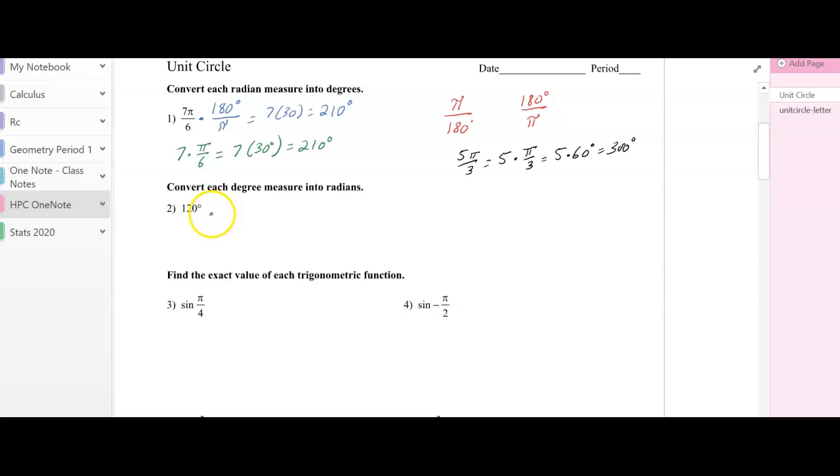Problem number 2, if you want to convert here, you're going to multiply by pi over 180. That becomes 12 pi over 18. You want to reduce that, you could reduce by 6, so 2 pi over 3.